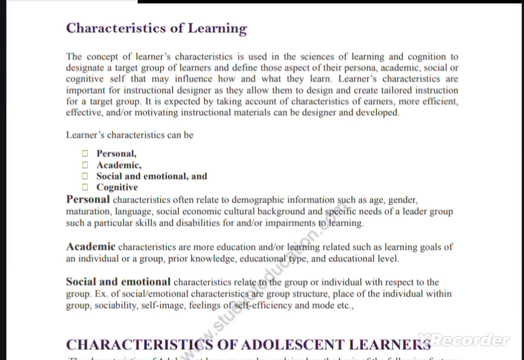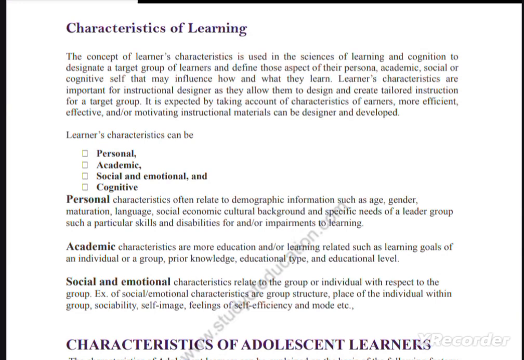Here, let us see some of the most important characteristics of learning: personal, academic, social and emotional, and cognitive. In the case of personal, we see the specific needs of a learner group, such as particular skills and disabilities, that is, some of the impairments to learning. So most of the personal characteristics may influence learning behavior.